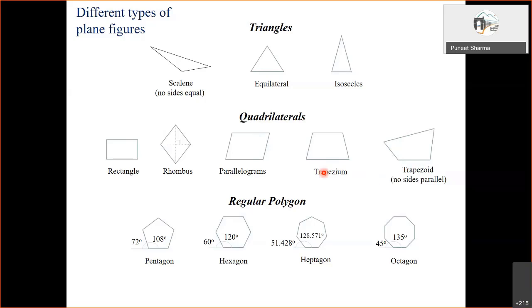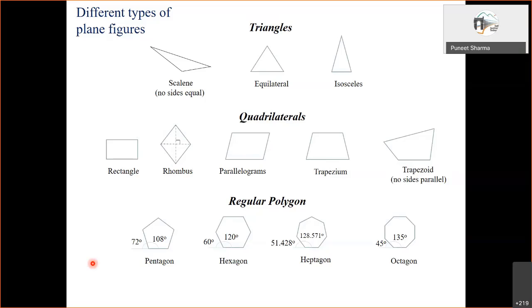Or we could have a trapezium, so the opposite sides will be parallel to each other. We could have a parallelogram, both pairs of opposite sides parallel to each other. Then a rhombus, all sides equal, and additionally the diagonals are also perpendicular to each other and bisect each other. Then there could be a rectangle. For this, of course, you know the properties, right?